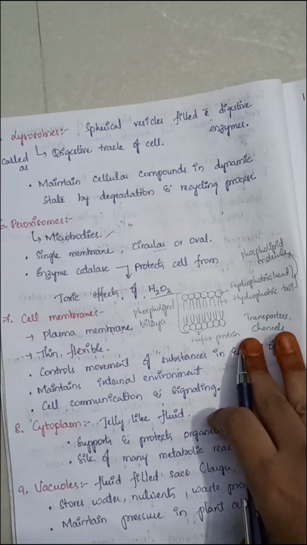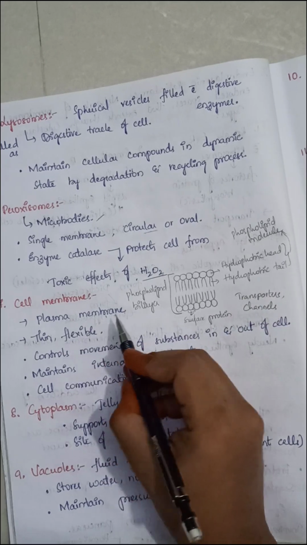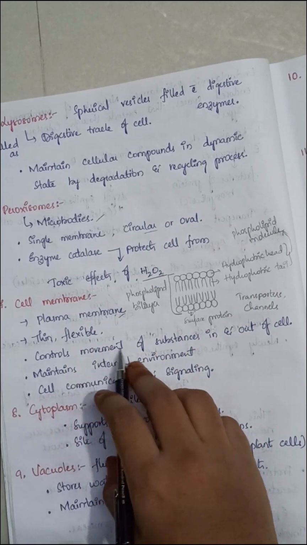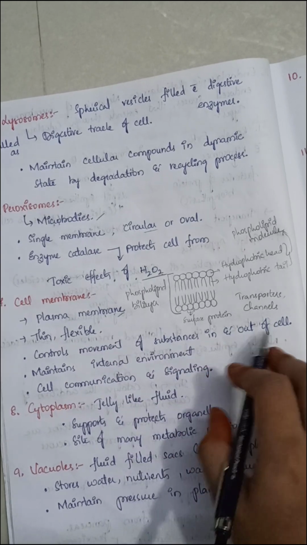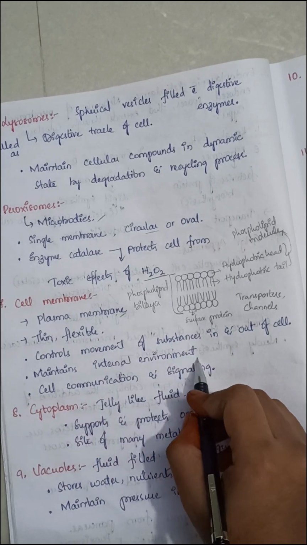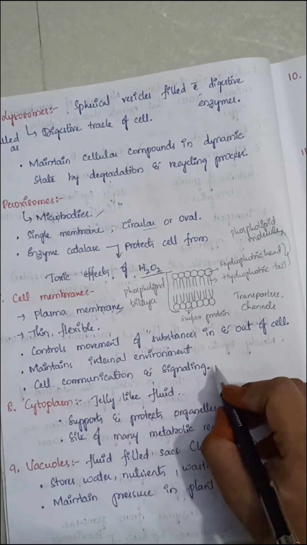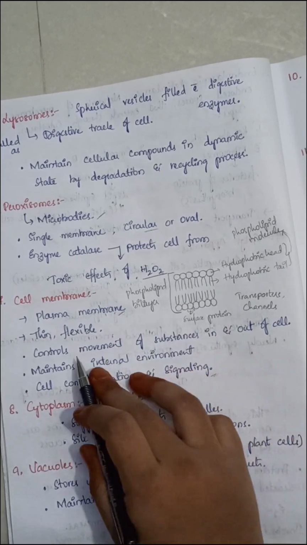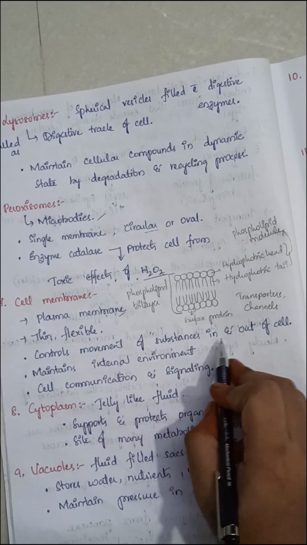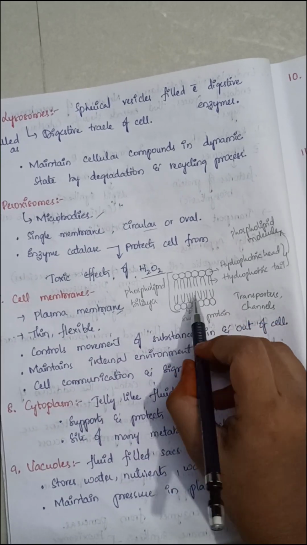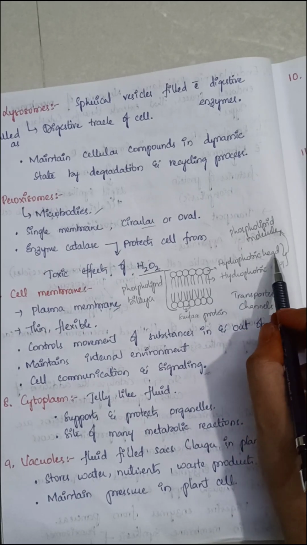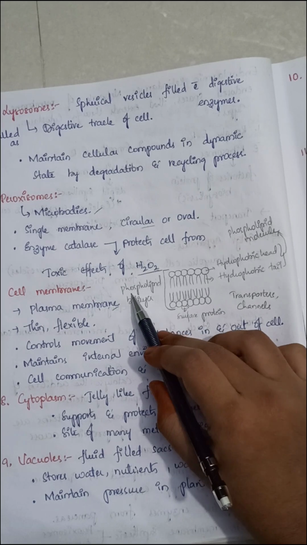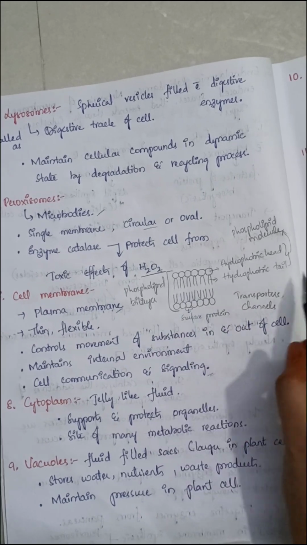Then the cell membrane. What is the cell membrane? It is also called the plasma membrane, which is thin and flexible, and controls movement of substances in and out of the cell, maintains the internal environment, and handles cell communication and signaling. These are the main points: cell communication and signaling, and movement of substances in and out. In the cell membrane we have a hydrophilic head and a hydrophobic tail, and the whole is called a phospholipid bilayer because two layers are there.